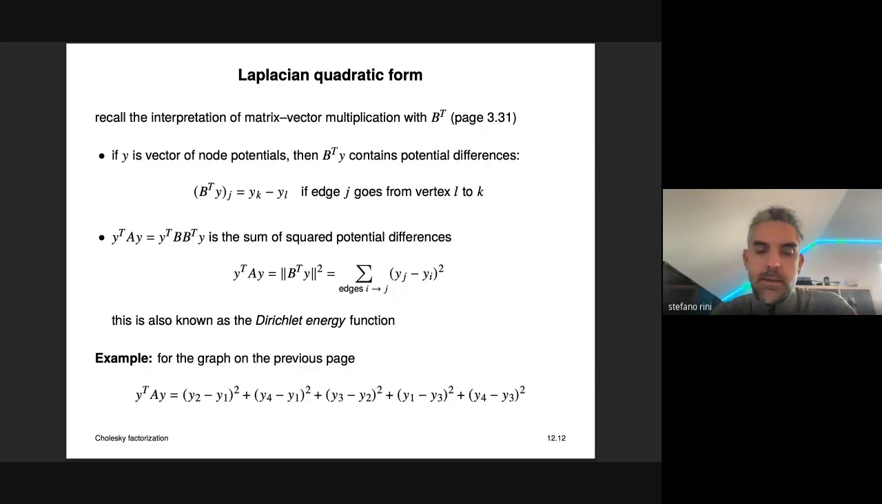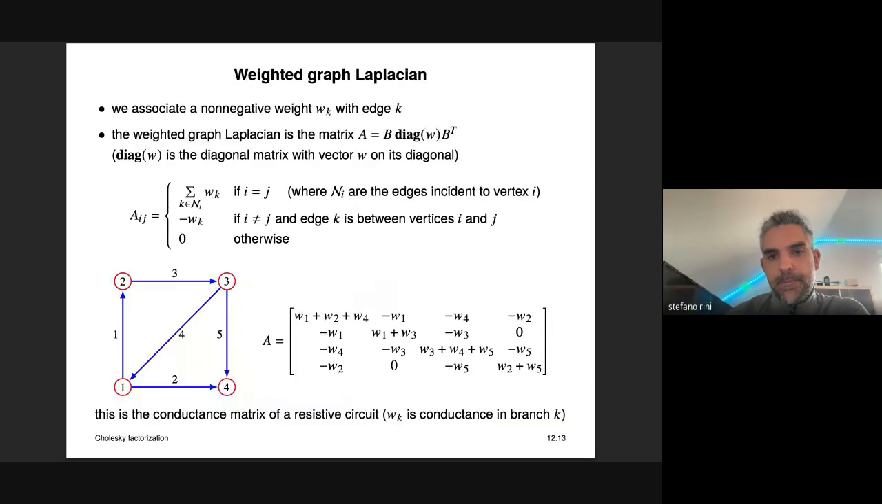So this was a previous example that we had on a graph. And so you can get the Dirichlet energy from the previous graph. Okay. Then what we can do is have a weighted graph Laplacian. So now we associate a non-negative weight omega_k to a certain edge k.